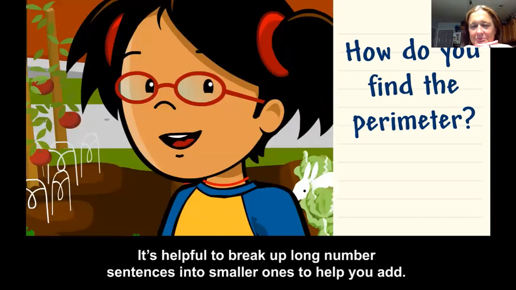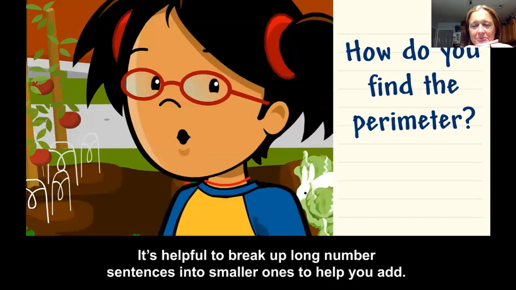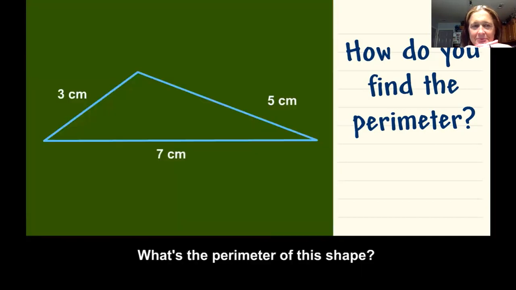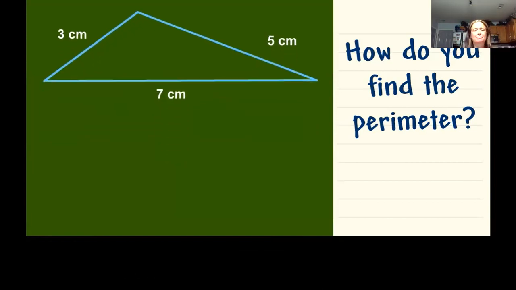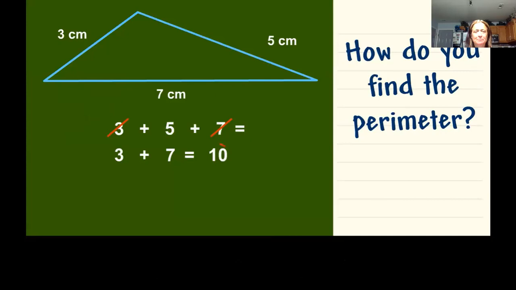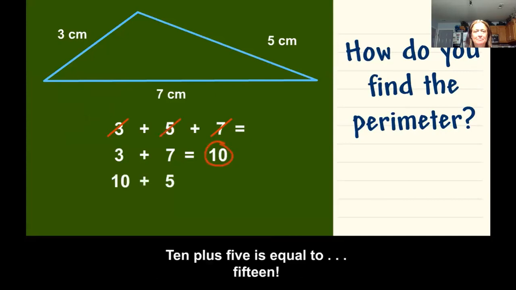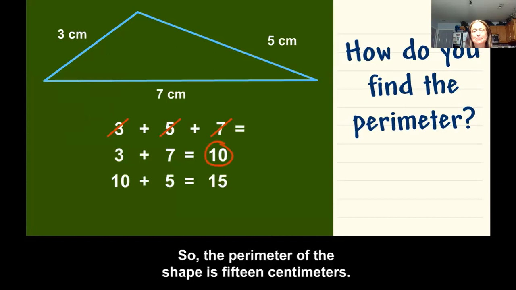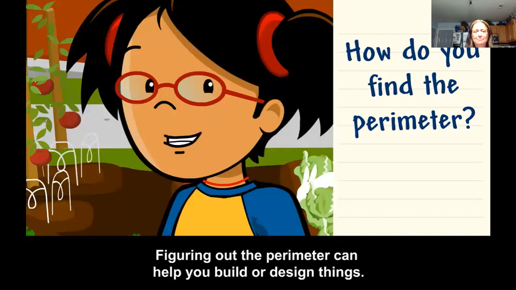It's helpful to break up long number sentences into smaller ones to help you add. What's the perimeter of this shape? Add the lengths together to find out. 3 plus 5 plus 7. I know that 3 plus 7 is equal to 10. 10 plus 5 is equal to 15. So the perimeter of the shape is 15 centimeters. Figuring out the perimeter can help you build or design things.